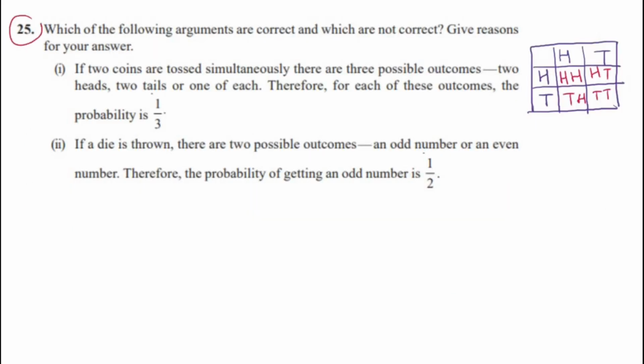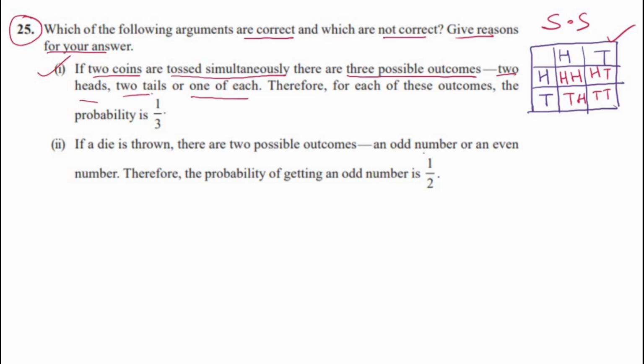This is the last question of the exercise, question number 25. It states which of the following arguments are correct and which are not correct, and we have to give a reason for our answer. The first one, if 2 coins are tossed simultaneously. To understand the question, I have kept the sample space in form of this table in the right side. If 2 coins are tossed simultaneously, there are 3 possible outcomes. According to the question, there are 2 heads, 2 tails, or 1 of each. This is according to the question.